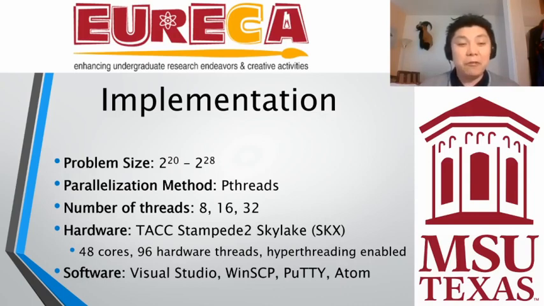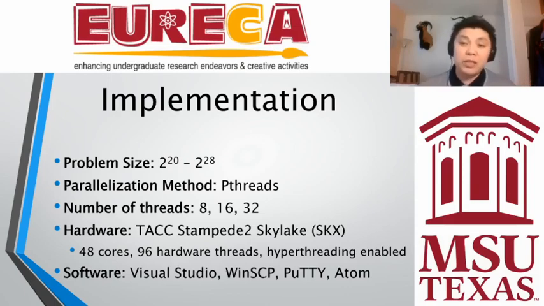Then I used the parallelization method, p-threads. The number of threads I chose is 8, 16, and 32, which is again powers of 2. The hardware is TACC Stampede 2, which is at the University of Texas, and thankfully, we, the students of MSU, have access to TACC. It has 48 cores, 98 hardware threads, and we have hyper-threading. We have the software Visual Studio, WinSCP, PuTTY, Atom.